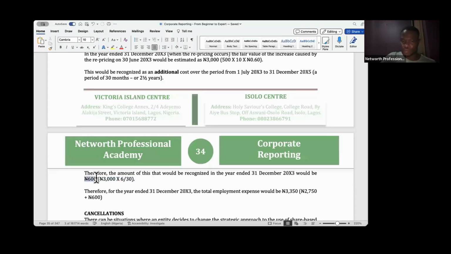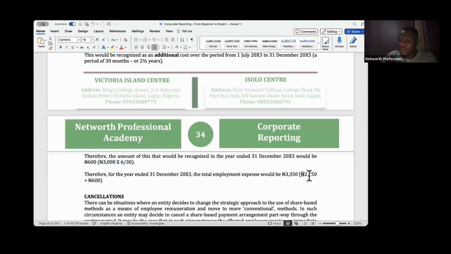So therefore, as at the end of 2003, what we'll recognize in our staff costs will be 3,350, being the normal one valued at 2.2, that gives rise to 2,750, and the increase that we got here at 600 for the second year. Okay, so that is it.